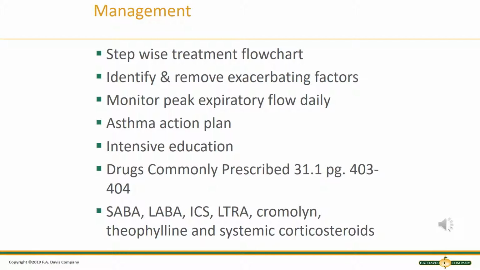The drugs that are commonly prescribed in asthma are detailed in your text on this page in this box. I want you to look over that very carefully. This is heavily tested on your board exams. The types of drugs that can be used are your SABAs, which is your short-acting beta-agonist, LABAs, your long-acting beta-agonist, your ICS, which is the inhaled corticosteroids, and your LTRA, which is your leukotriene receptor antagonist. Cromolyn, theophylline, and systemic corticosteroids can all be used.